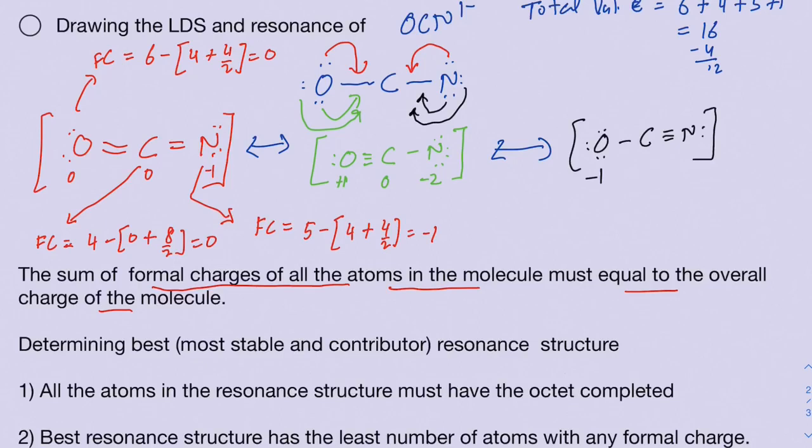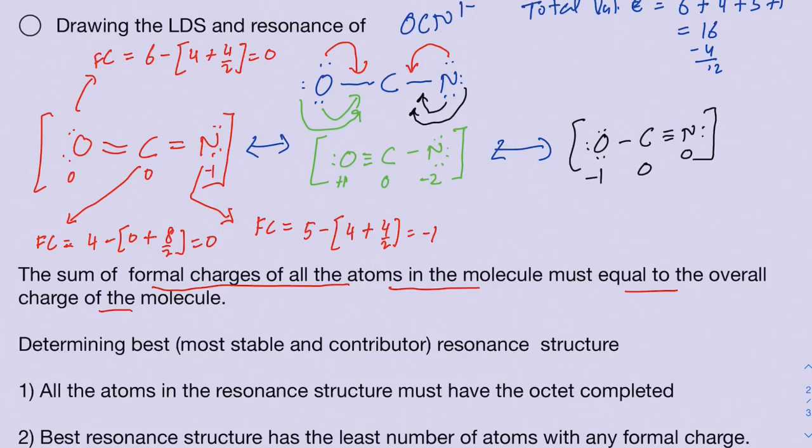Carbon is still in very similar condition. We got 4 bonds around carbon, so that's going to be a 0 formal charge. Nitrogen having 1 lone pair, 3 bonds, is going to have a 0 formal charge. So overall, it's still going to have a -1 formal charge, and that's what we really need to have. Okay, so those are the 3 possible resonance structures you got in there.